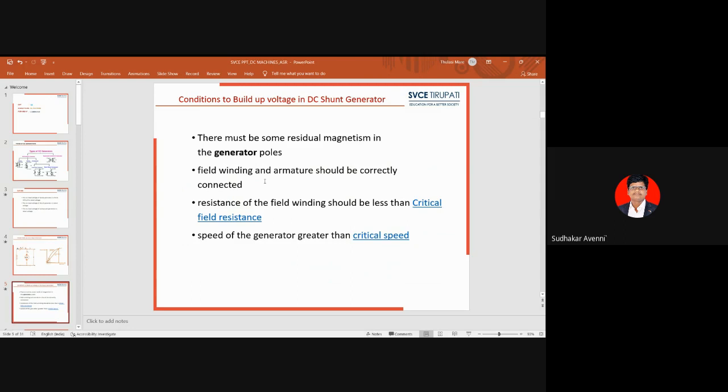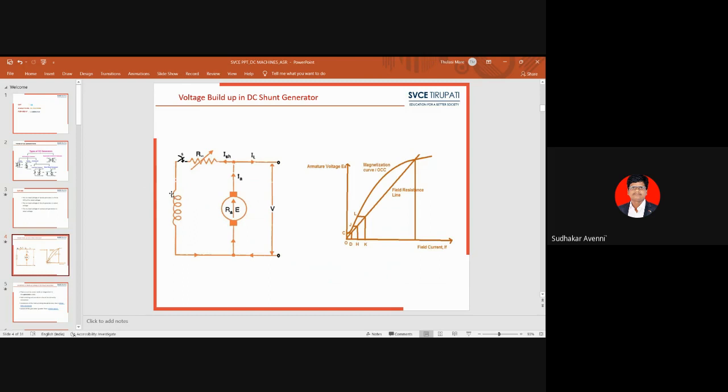So see here, the field winding also has some resistance. What is the critical field resistance? What is meant by the critical field resistance? When the resistance is more than the critical field resistance, the generator will fail to build up the voltage.